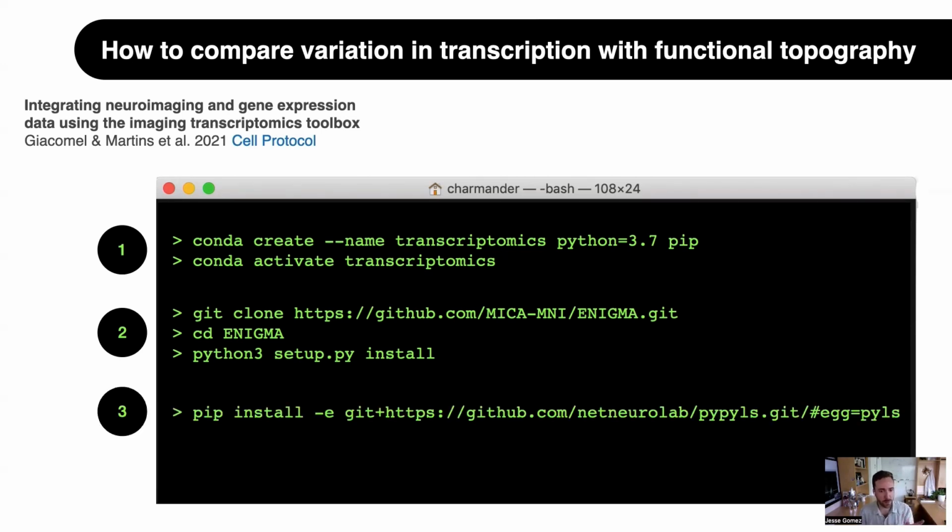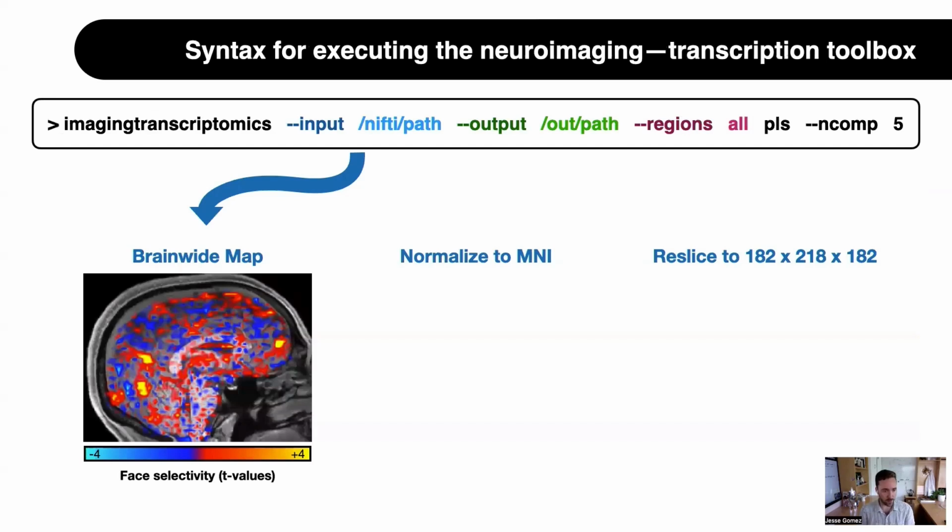Again, you're going to use pip. You're going to download another toolbox, which is at that link there. You could simply copy and paste that to install that last toolbox. And now that all this groundwork is laid, the last thing we'll want to do is install the actual imaging transcriptomics toolbox itself. So once all of this is done, we can go ahead and get started.